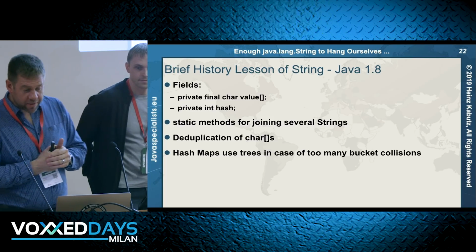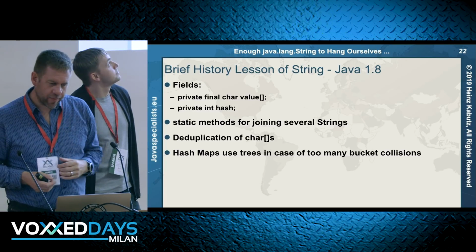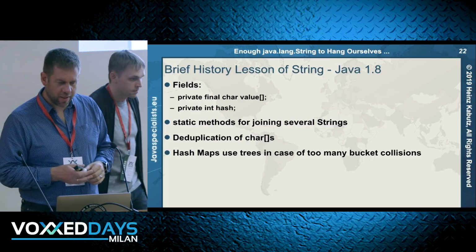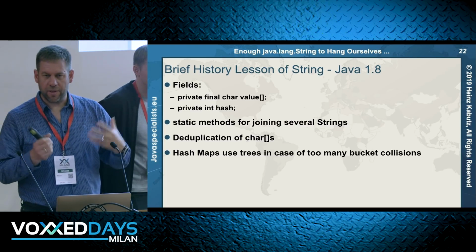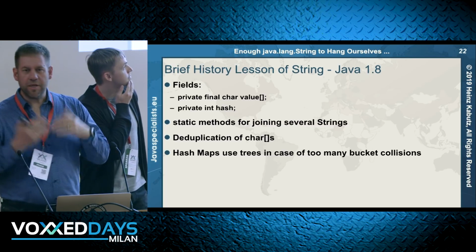Okay, Java 8. They've got the value as a char array and an int hash. They got rid of the hash32 again because they solved the problem with the linear performance of a map in a general way.